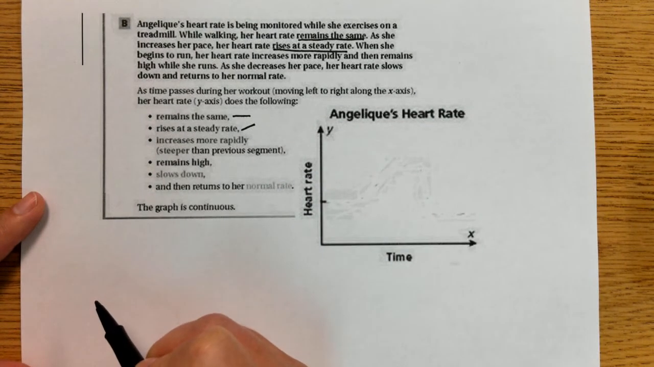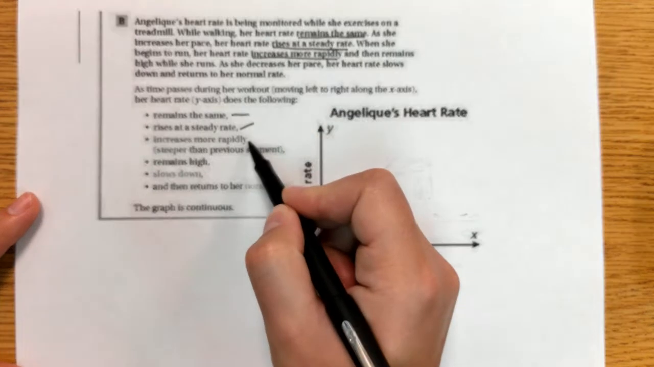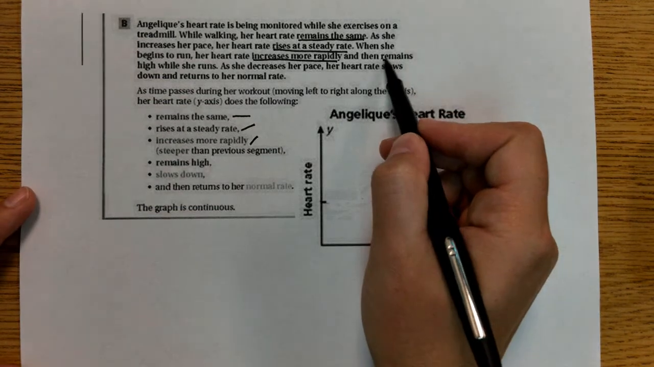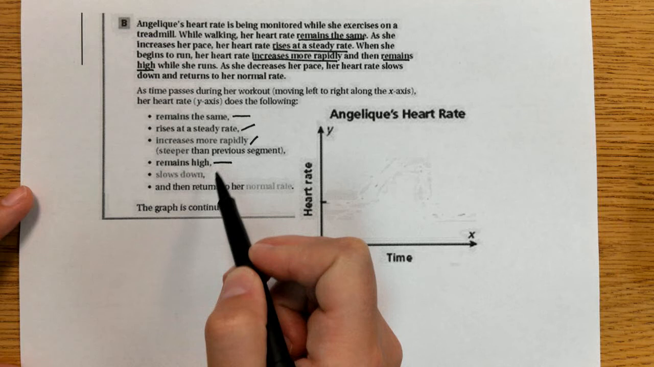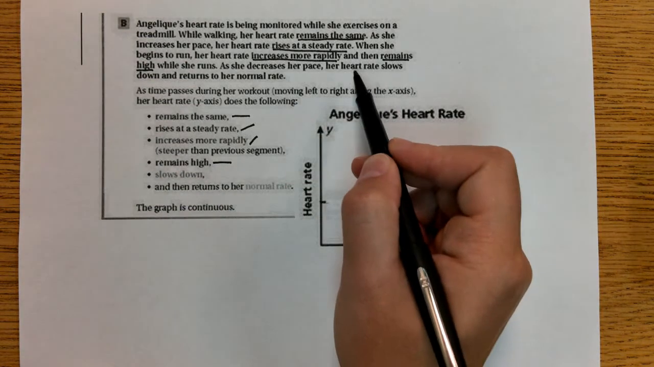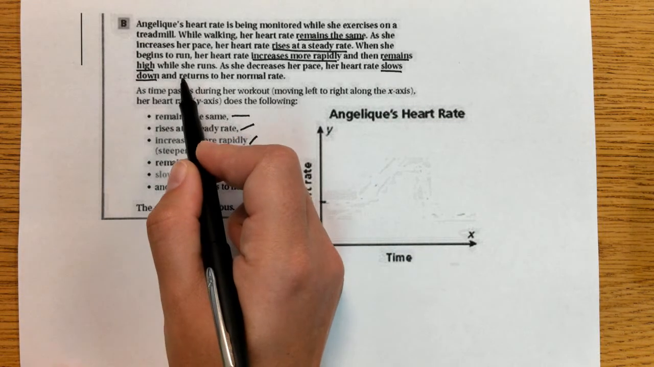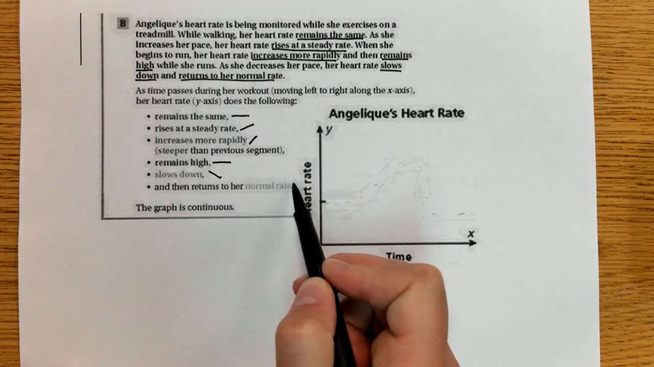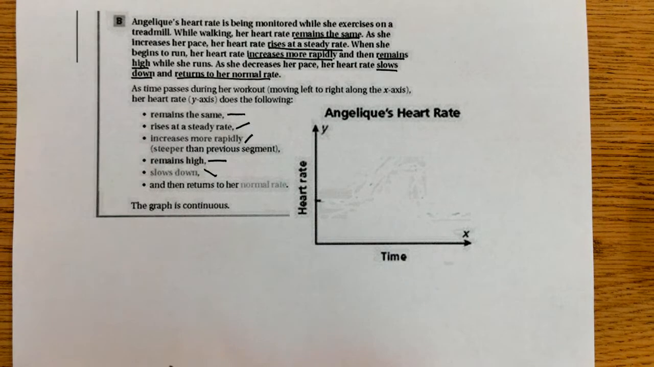When she begins to run, her heart rate increases more rapidly. So then her heart rate is going to go up even quicker. Then remains high. So that means that's going to be a constant once we get to that really high point. And then as she decreases her rate, her heart rate slows down and returns to her normal heart rate. So it's going to slow down, and then it's going to get back to where we started. Okay. So there's a lot going on here.